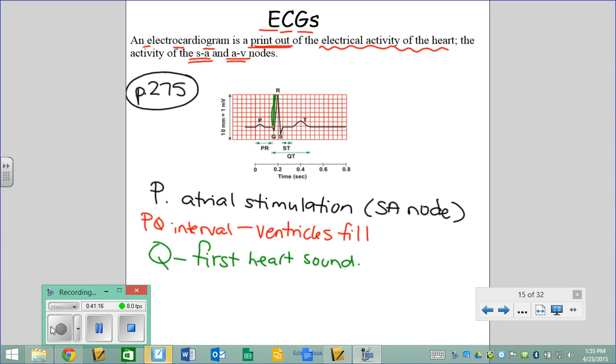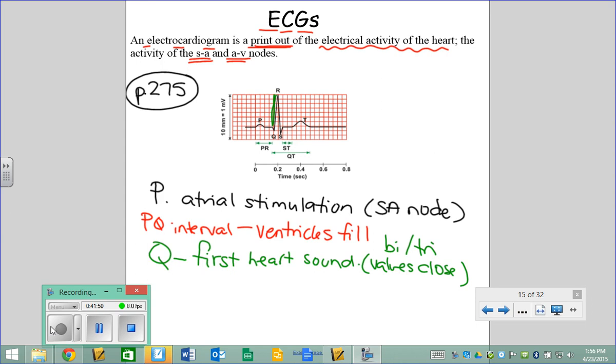The reason is that valves are closing. Specifically, it's the bi- and tricuspid valves, the ones between the atria and the ventricles. So this makes sense. My atria got stimulated. They contracted, so blood went into my ventricles, and then the valves closed so that the blood could not go back. When the valves close and blood kind of splashes against them, that's what's making the sound. So that's the first heart sound.